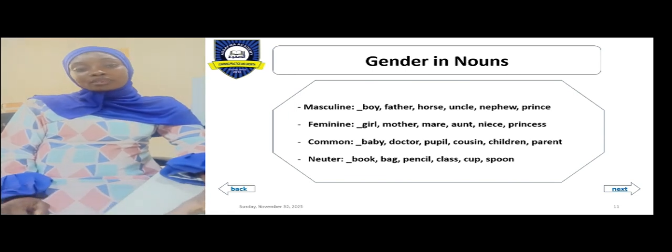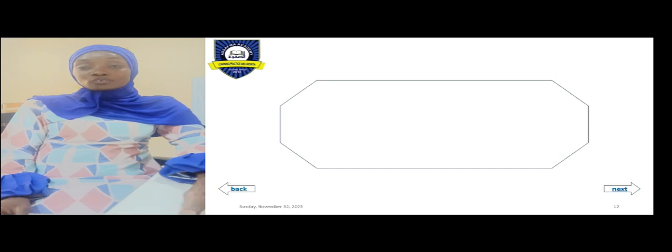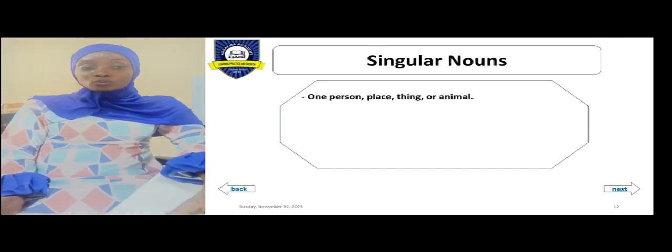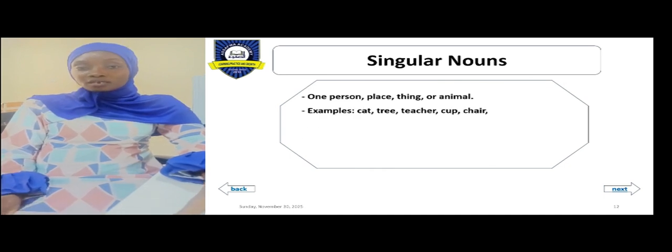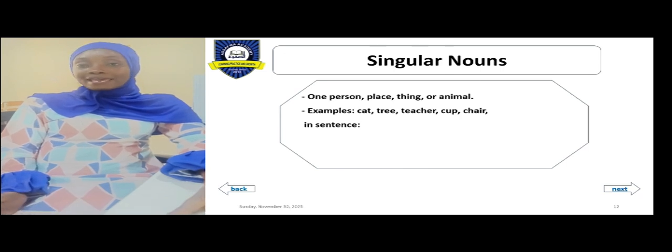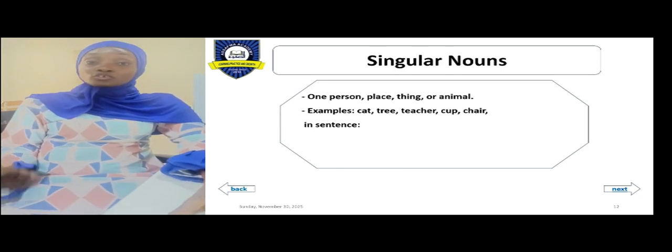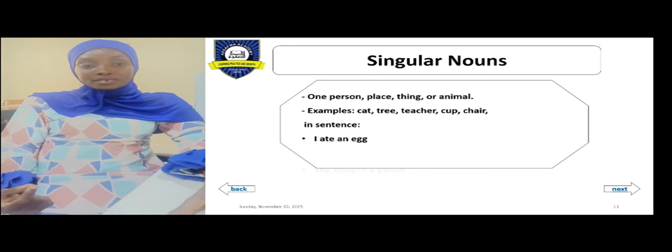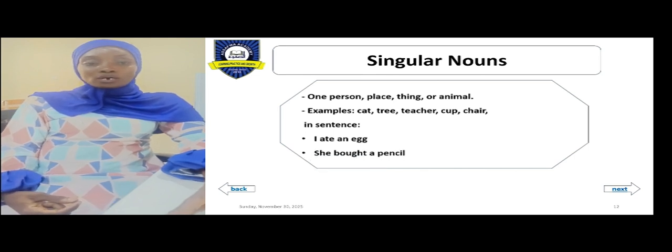Singular nouns. Now, singular noun simply means one person, place, thing, or animal. So for example, we have cat, tree, teacher, cup, chair. These are singular nouns. In the sentence, I ate an egg, it shows that you ate just one egg. She bought a pencil. It shows that she bought just one pencil. Now for plural noun.